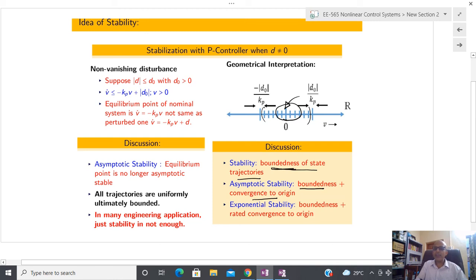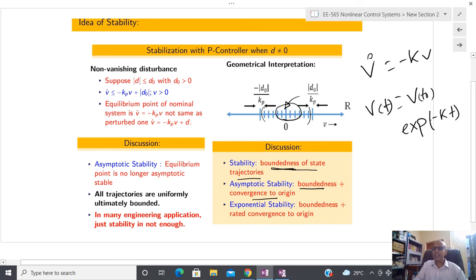Now here you can see that whenever we are talking about asymptotic stability, at that time we are not telling at what rate I will converge to the equilibrium point. But if you solve this equation, v dot equal to minus k into v, it is possible to show that the solution is given by v(t0) times exponential function of k into t.